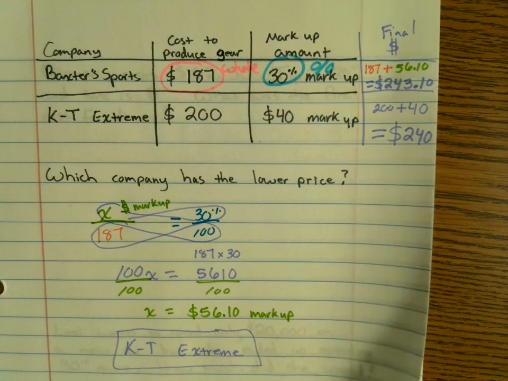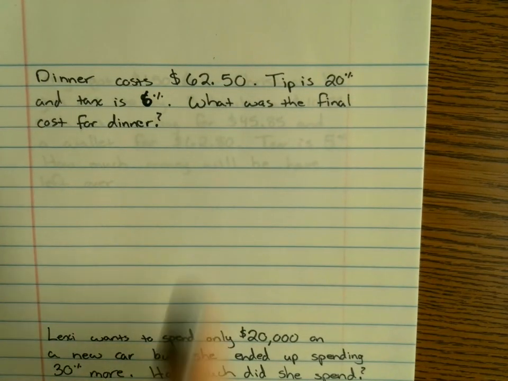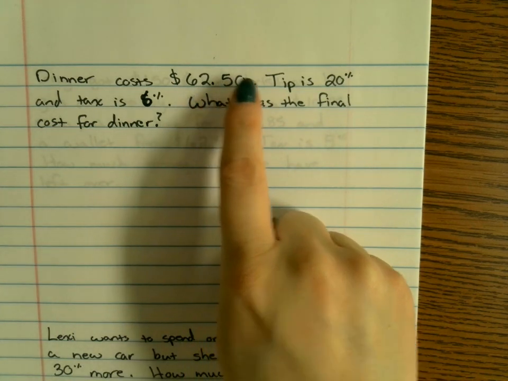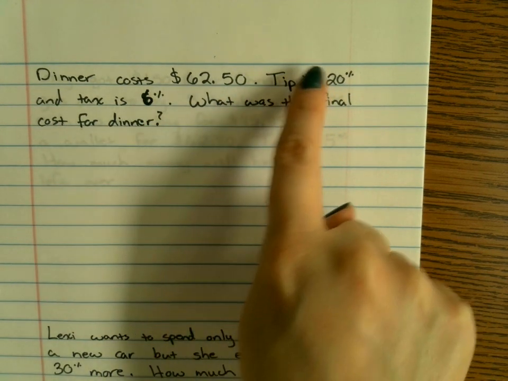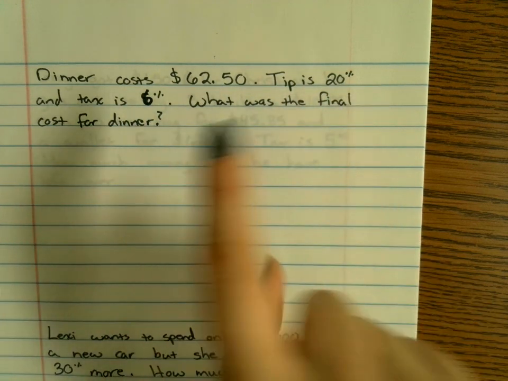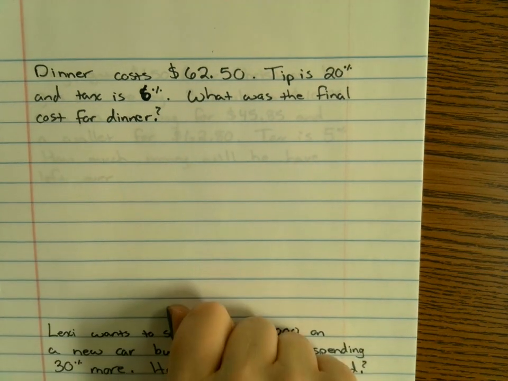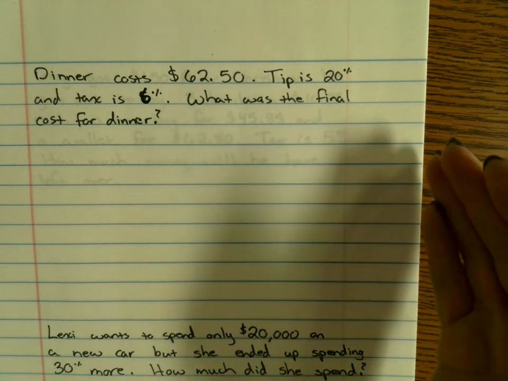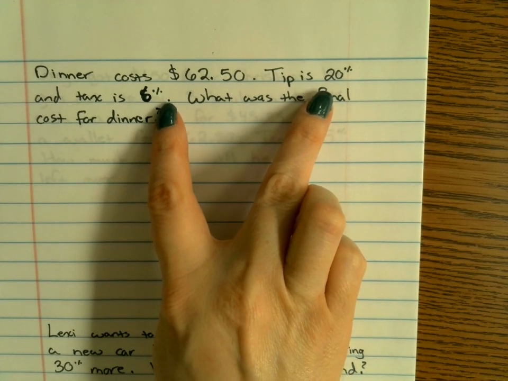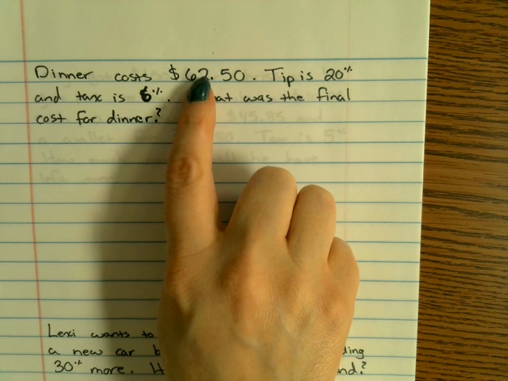Okay, let's move on to another problem that was most missed, a type. Dinner costs. If we have a dinner cost that's $62.50, we have a tip and a tax. When we've got tip and tax, we add those two percentages together and just use it as one single percent. Then we need to find the final cost. What is the total amount that we are going to spend? Once we find out how much we're spending on tip and tax as money, then we're going to add it on to the cost of the dinner.